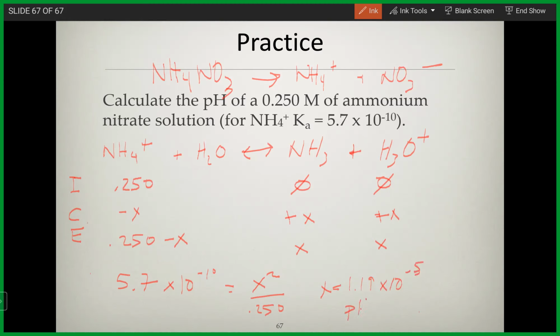So when we plug that in, negative log of that number, what we're going to see is the pH will be 4.923. And again, that makes sense because we're taking this conjugate acid of a weak base and mixing it with water. So we should expect the solution to become more acidic. We're producing more of that hydronium ion. And that's why we see a pH of a little bit under 5, because those acidic solutions are going to have the lower pHs.